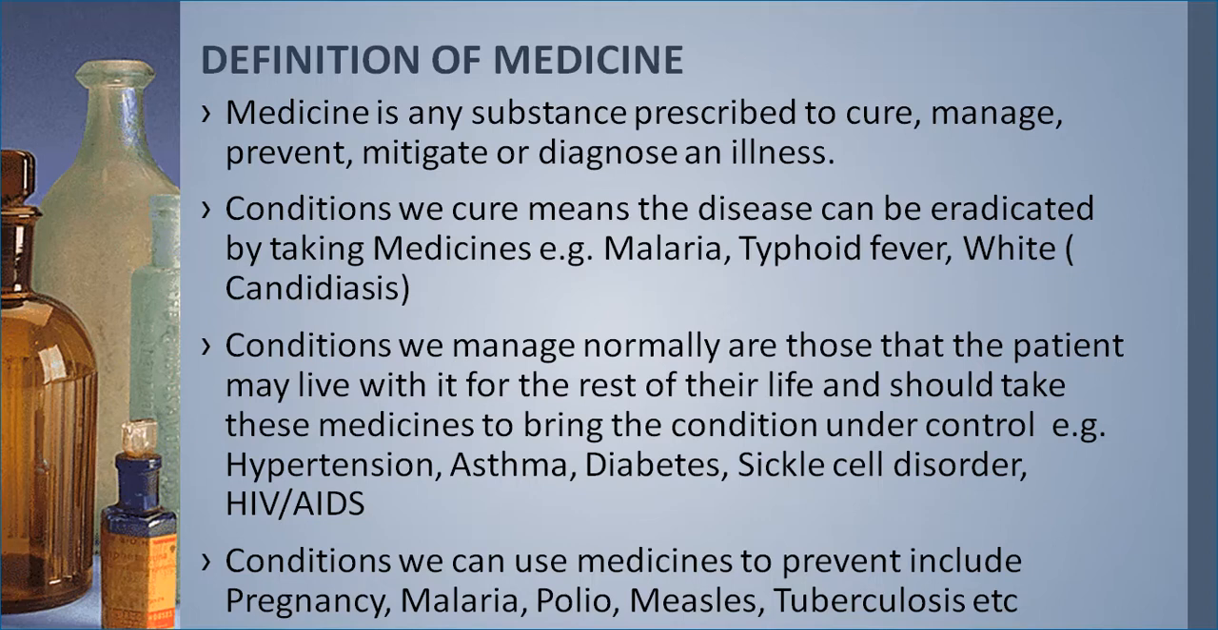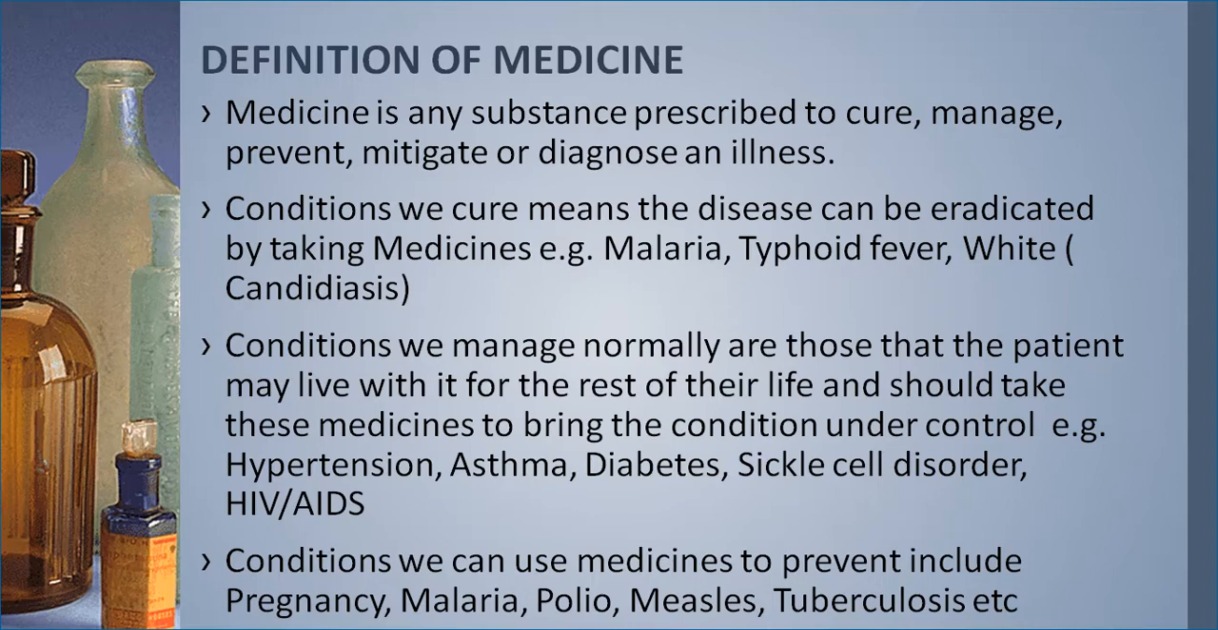Now, conditions we can also use medicine to prevent include pregnancy, where you're using the oral contraceptive to secure, chlamydia, postnatal too. Malaria can also be prevented in pregnant women. There's a medicine we call sulfadoxine pyrimethamine, SP for short. We give it to pregnant women after 16 weeks gestation to prevent them from getting malaria. Polio, measles, tuberculosis in Ghana, we immunize, like the child killer diseases. We give immunization shots so the conditions are not able to come in future.